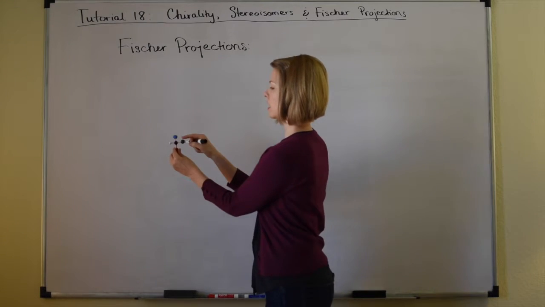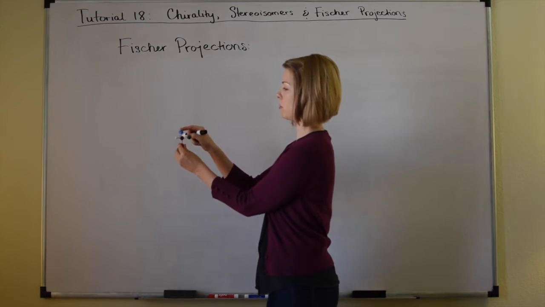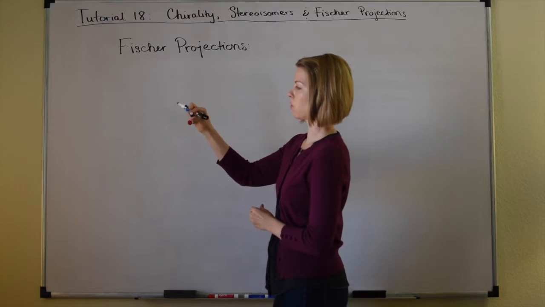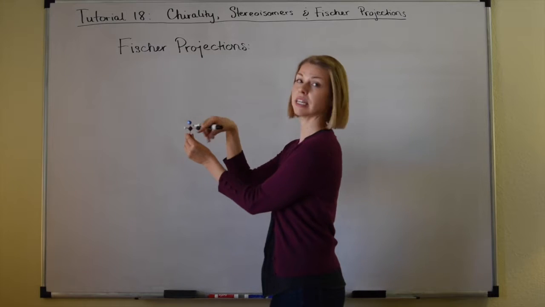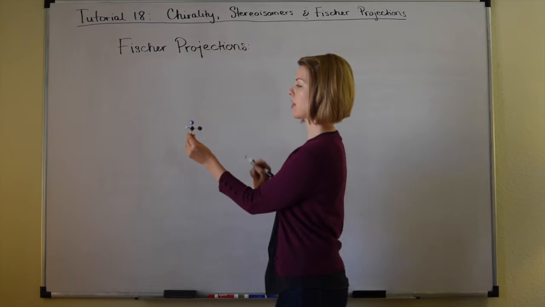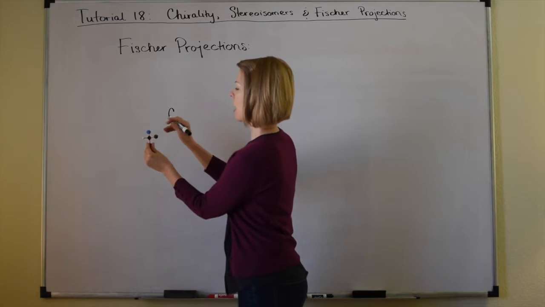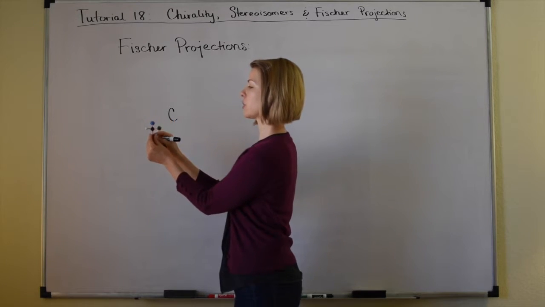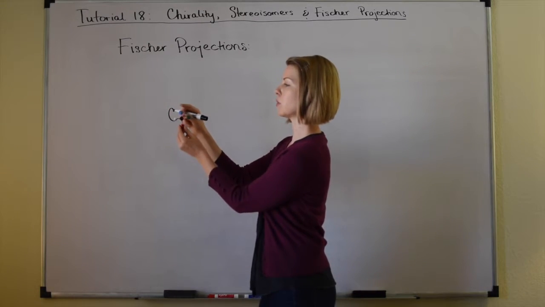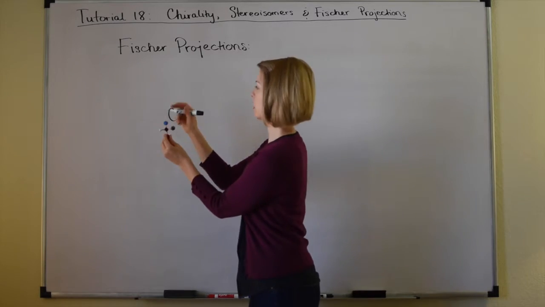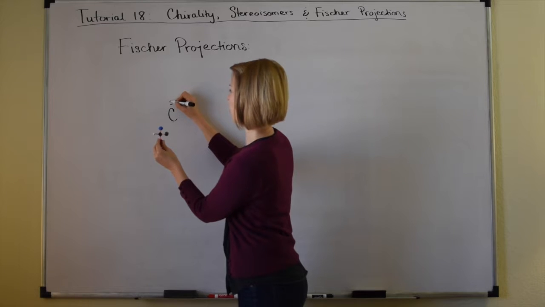Okay. Notice that it is a chiral carbon here. I have a blue, a green, a red, and a gray. So 4 different atoms indicated attached to that chiral carbon. So a chiral carbon here in the middle. And I'm going to hold it so that these 2 atoms, the blue and the red, are going away from me. Okay, so the vertical atoms are going away from me.